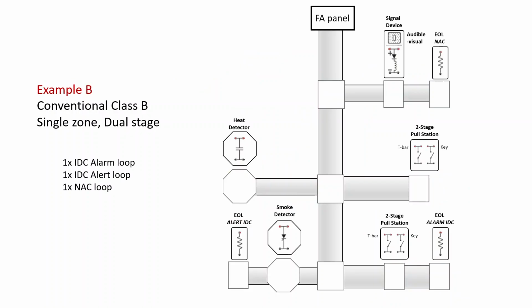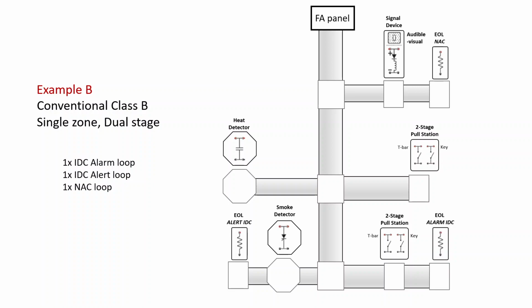Here's another example. This one is a conventional Class B single zone, dual stage. So we have one IDC alarm loop, one IDC alert loop, and one NAC loop. And we can see here, I'm going to use the smoke detectors on my alert loop, and the pull stations are going to be on my alarm loop.